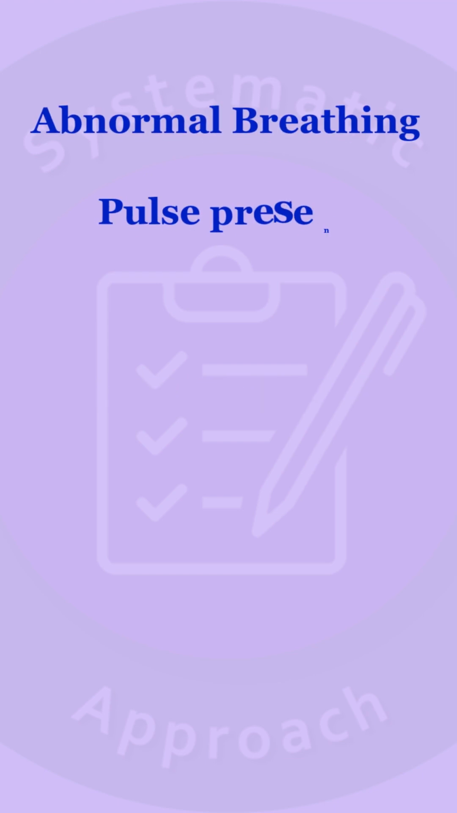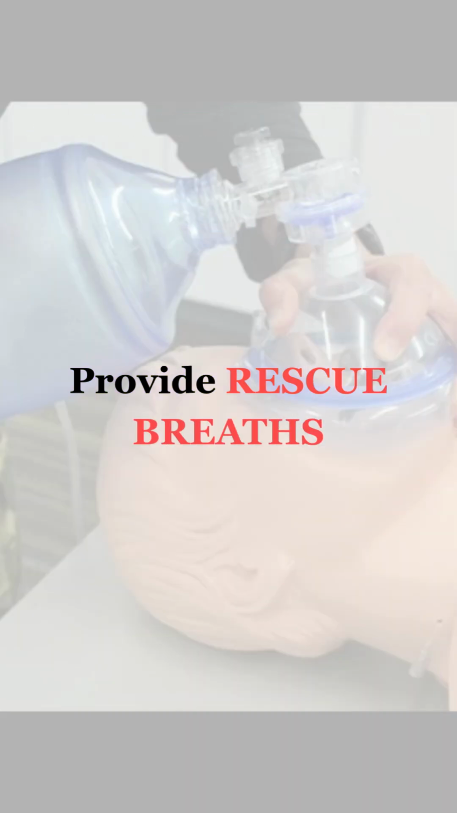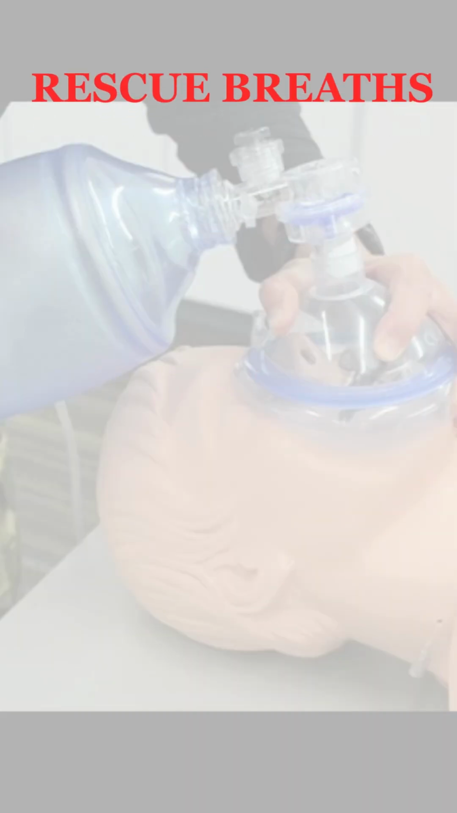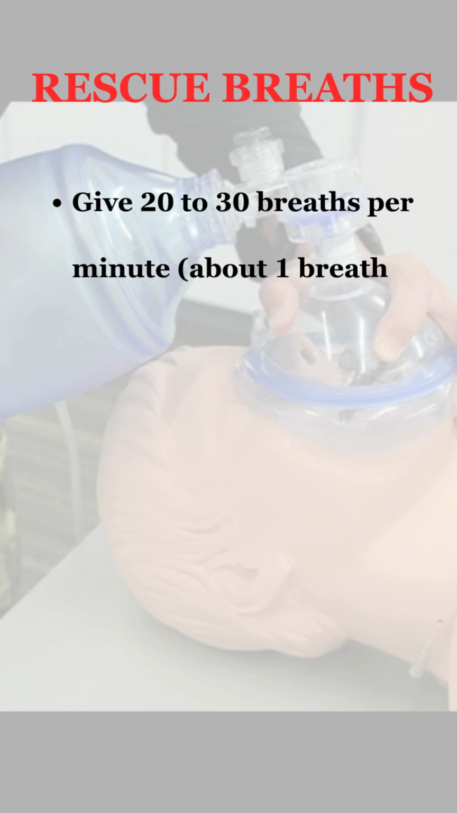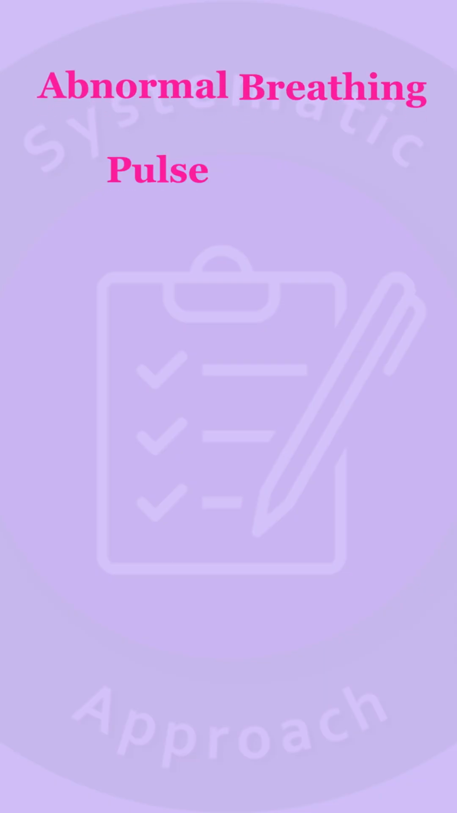If the child has abnormal breathing but a palpable pulse, begin providing rescue breaths. Properly position the child to maintain an open airway. Deliver 20 to 30 breaths per minute. That is roughly one breath every 2 to 3 seconds. Each breath should be given over 1 second and must result in visible chest rise.